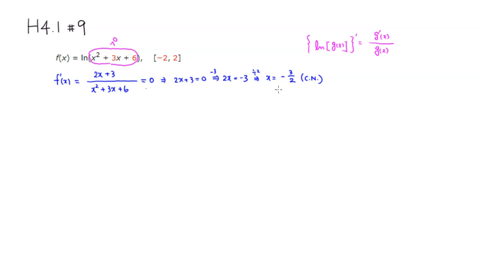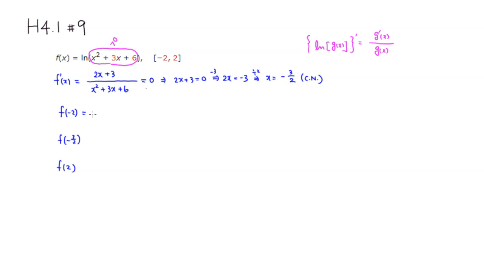So all you have to do is plug it in. The lowest value would be the left endpoint, which is negative 2. Then the next one is negative 3 over 2, so you have f of negative 3 over 2. And then the right endpoint is positive 2. Let's find these values.